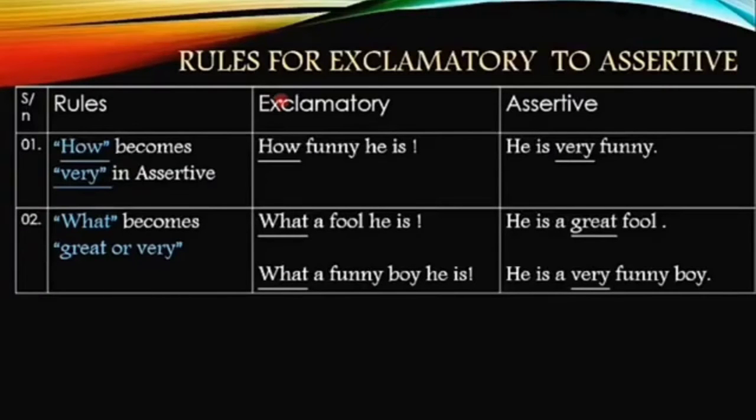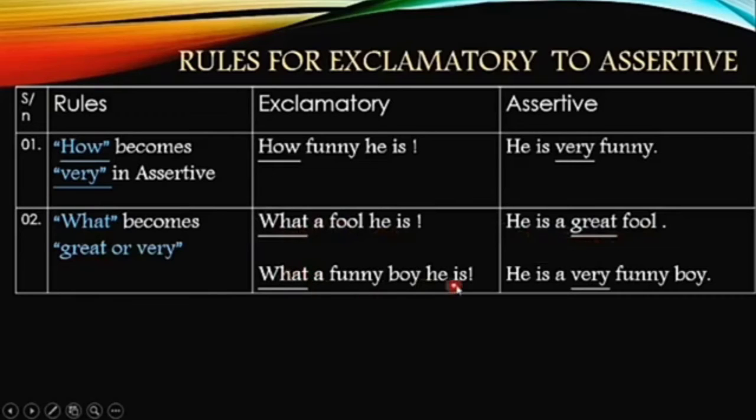Rules for exclamatory to assertive. The first rule says "how" becomes "very" in an assertive sentence. An exclamatory sentence starting with "how": the word "how" will be changed into "very" in the assertive. For example, how funny he is. He is very funny. The second rule says "what" becomes "great" or "very". If we have "what" at the beginning of an exclamatory sentence, it would become "great" or "very". For example, what a fool he is. He is a great fool.